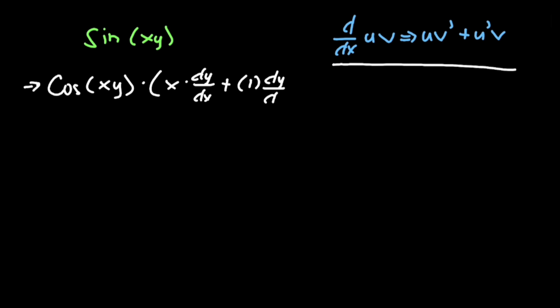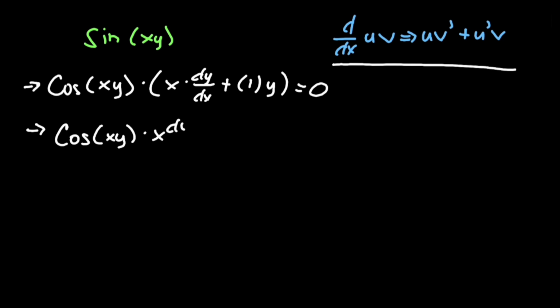Wait, I mean 1 multiplied by y only. So this is equal to 0 if you want. So multiply these two. So cosine of xy multiplied by x multiplied by dy over dx plus cosine of xy multiplied by y equals 0.